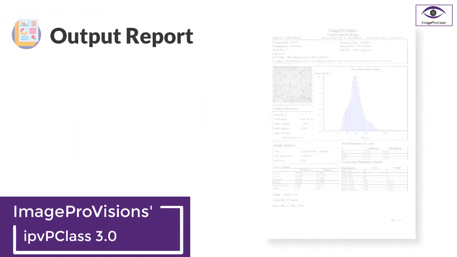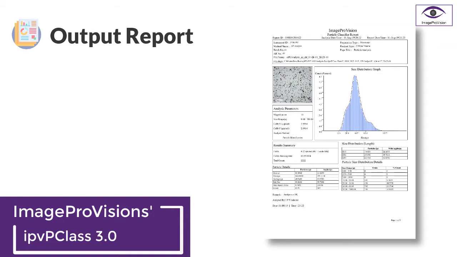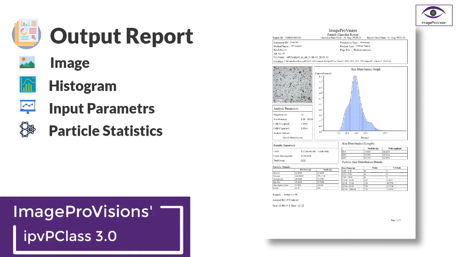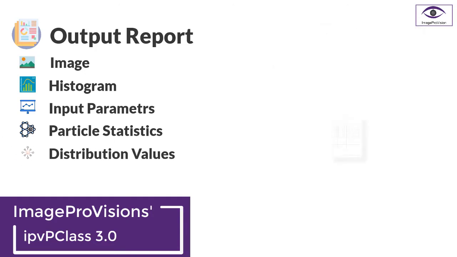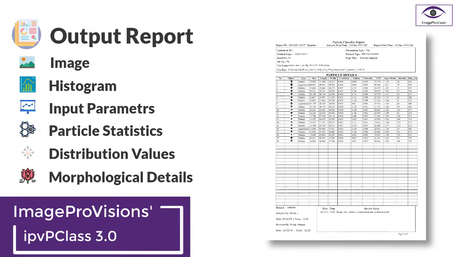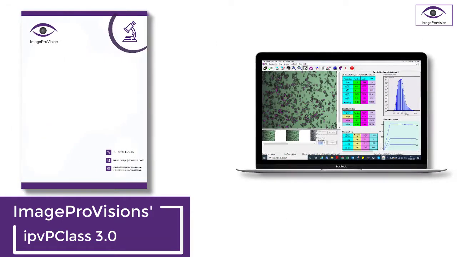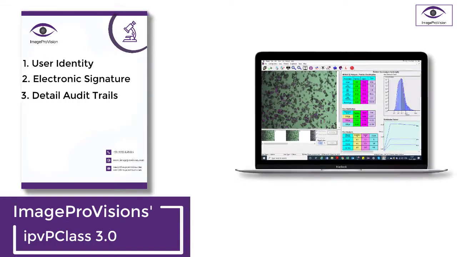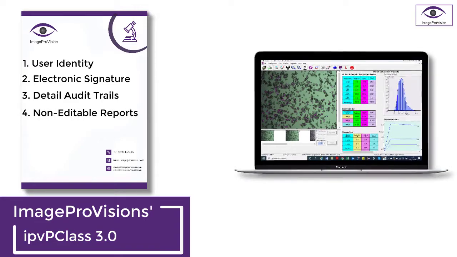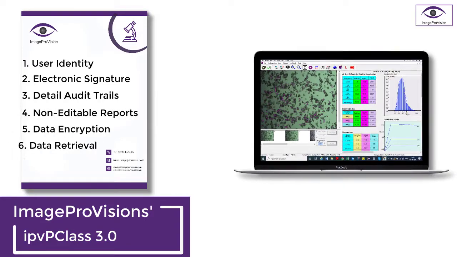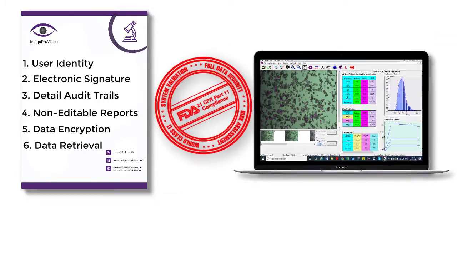The output is a well-designed report that provides representative image, histogram, input parameters, particle statistics, distribution values, and morphological details, which contains image of particles, and other morphological parameters. ipvAutoClass software provides user identity, electronic signature, detailed audit trails, non-editable reports, data encryption, and data retrieval, complying to all clauses of 21 CFR Part 11.